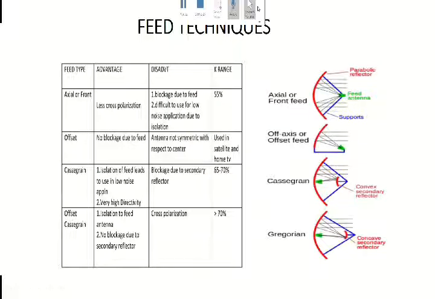What are the feed techniques? We know that the feed techniques are of 4 types from the diagram: axial or front feed, offset feed, Cassegrain feed, offset Cassegrain feed. In axial or front feed, we have marked very clearly that it has less cross polarization and no blockage due to feed. Here, in the diagram we can see very clearly the feed antenna, on either side it is symmetric. Here it is not symmetric, only one side is chosen. Because of the symmetry there is a blockage. Here there is no blockage, the antenna feed element goes only one side, but it is not symmetric with respect to the center.